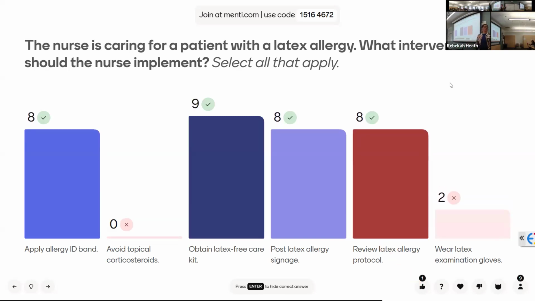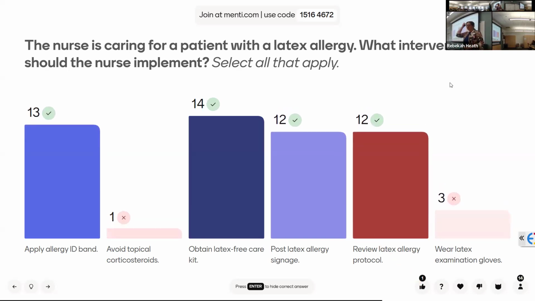So yes, make sure they have an ID band that has allergy on it. Make sure we have a latex-free care kit, meaning we just want to make sure everything we're bringing in has no latex in it. Post signs, this person has a latex allergy, and then review your policy and your protocol for your facility that you work in, because it usually will have things in place to help protect your patients.